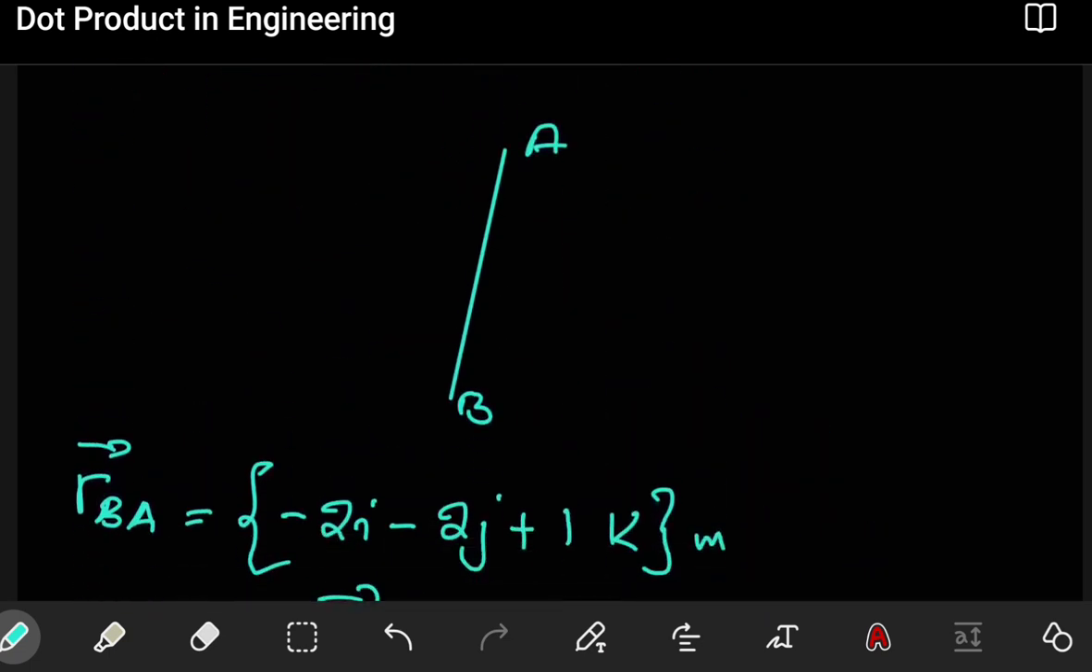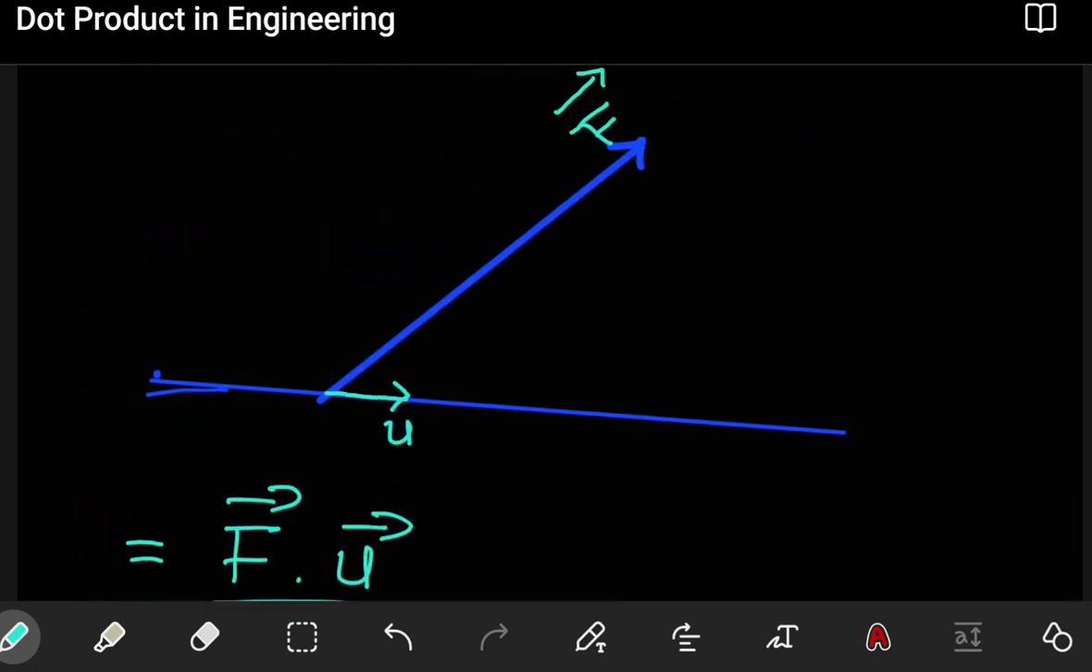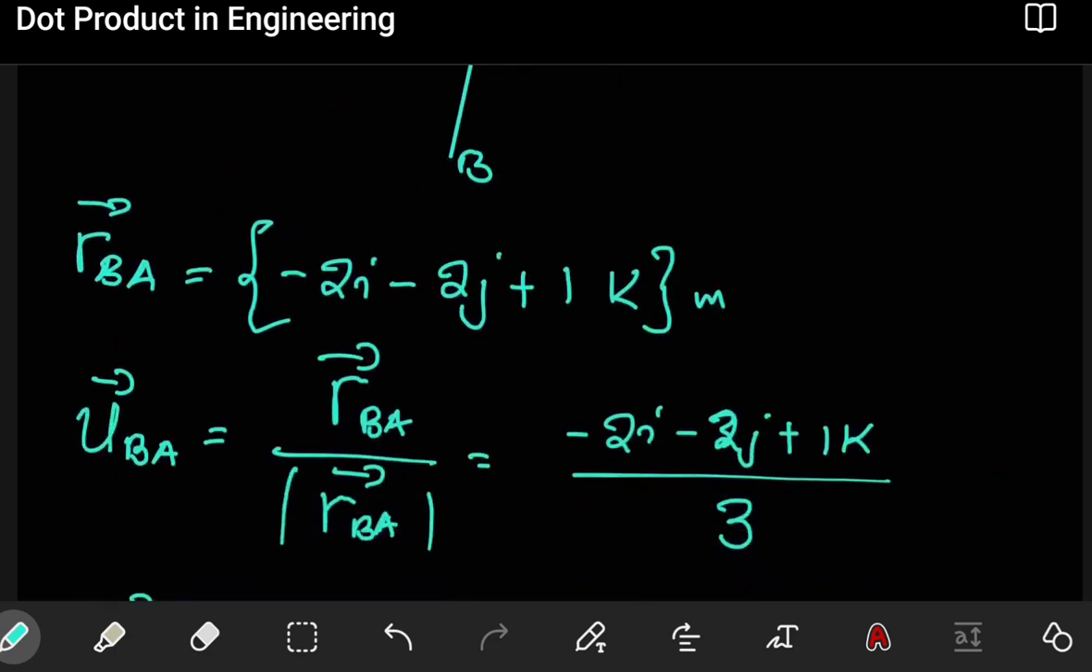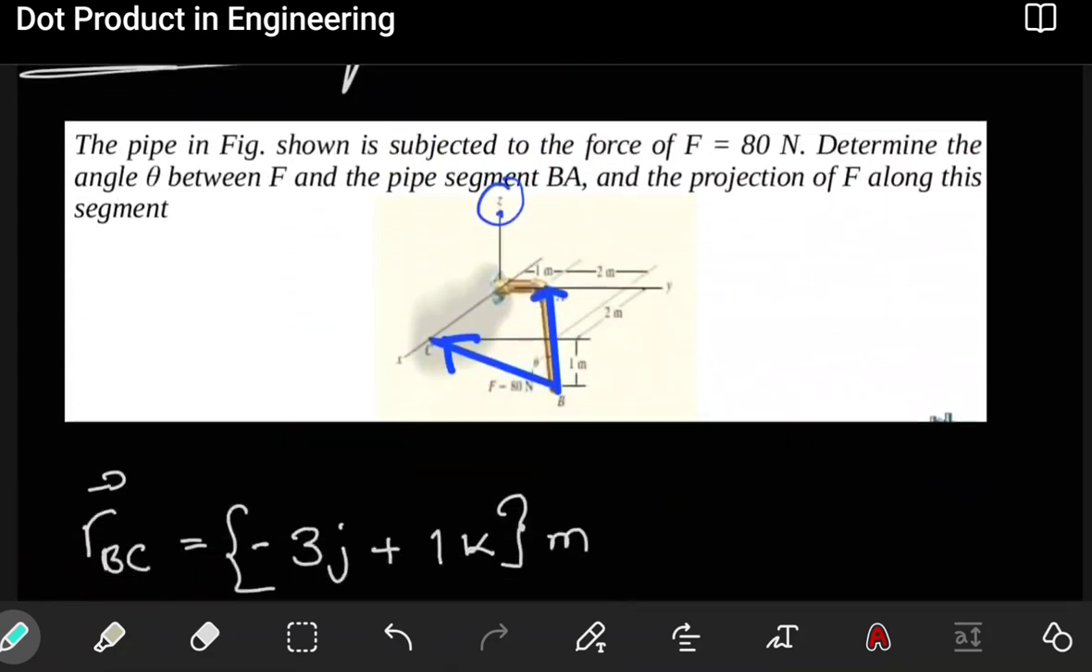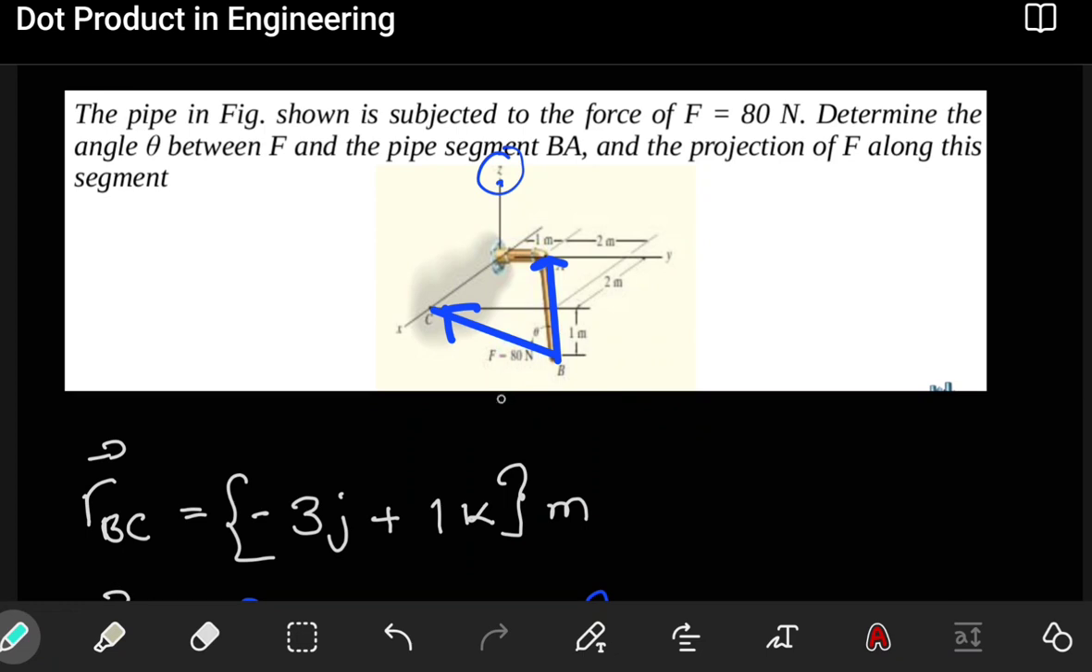So we have figured out one part. Remember I said we need two things: a unit vector pointing along the segment where we want the projection to be made, and the second thing we need is the force itself expressed in Cartesian vector form, the original force. So where is our force? In this question, the force is here. And notice that the force is just given as a value, a magnitude. We need this in Cartesian vector form as well. But how can we actually express this force in Cartesian vector form?